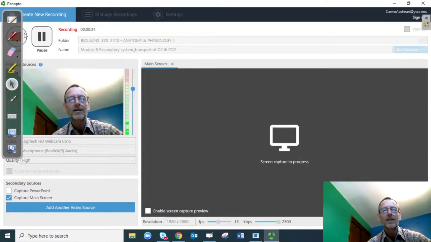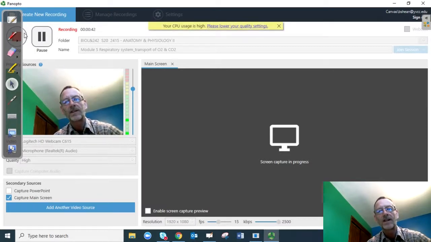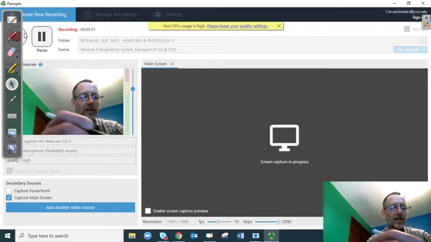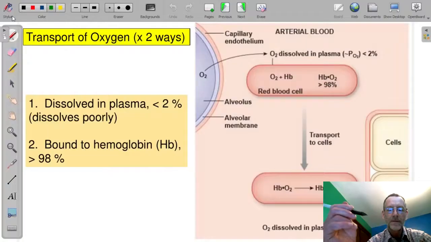Hi, we're getting near the end of the respiratory system, and I'd like to talk in this lecture about the transport of oxygen and carbon dioxide and the oxygen hemoglobin dissociation curve that we'll take a look at. So the first slide is pretty simple. It's just showing the transport of oxygen.